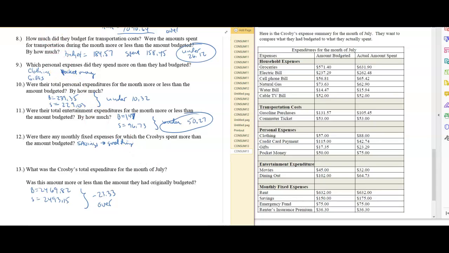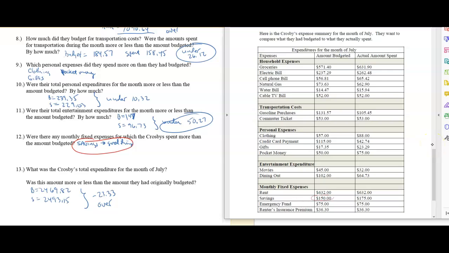But the part I like about this budget is when you look at their savings, right? They budgeted 150, but they put away 175, which means, although they're over budget, their savings actually shows they did pretty well, right? Because they saved an extra $25 in the end. So do me a favor, go ahead, try the homework, and upload your answers, and let me know if you have questions.